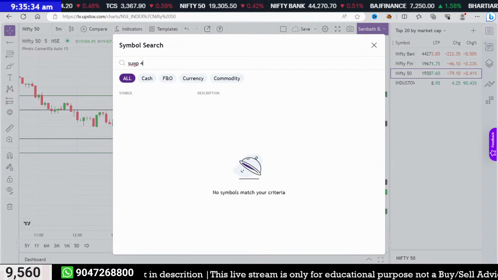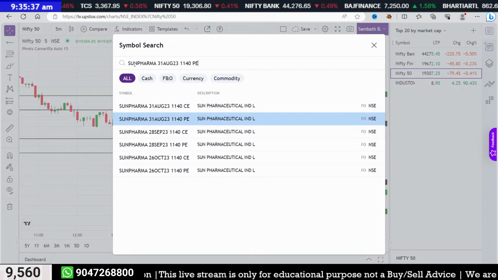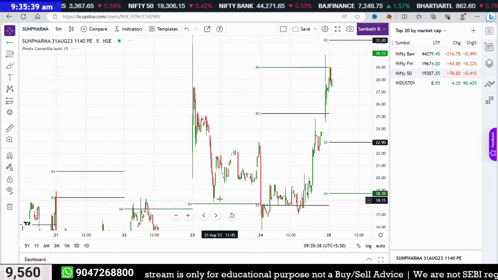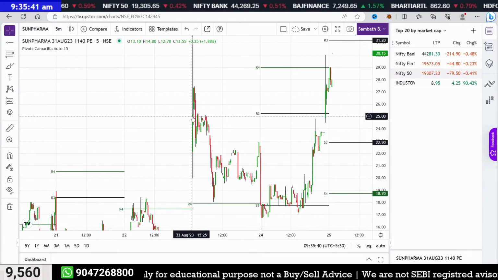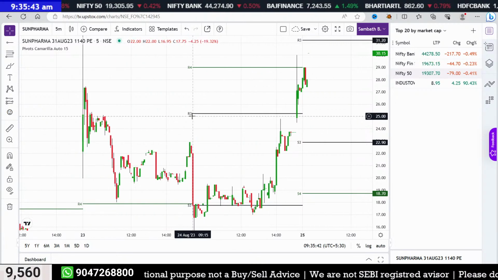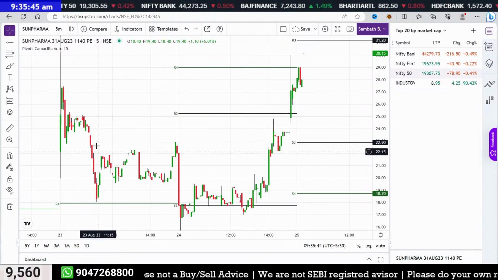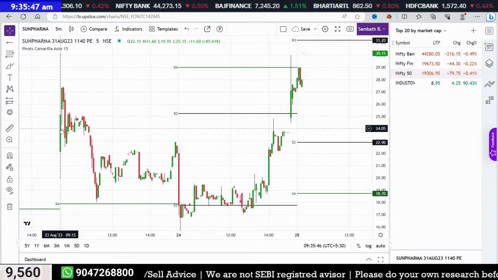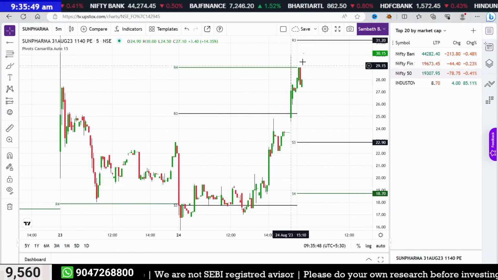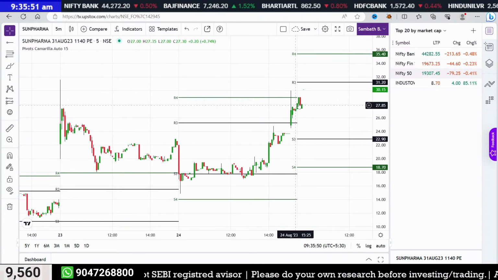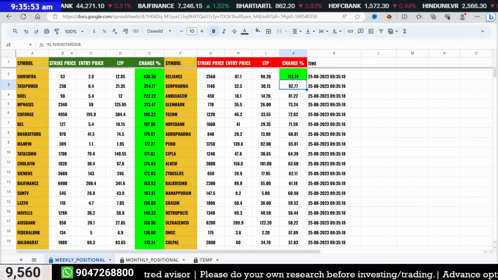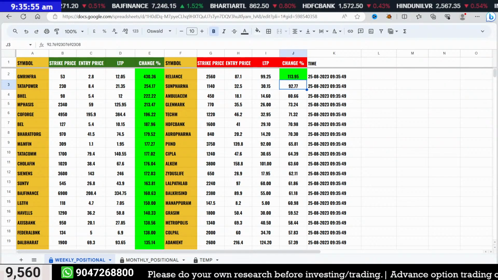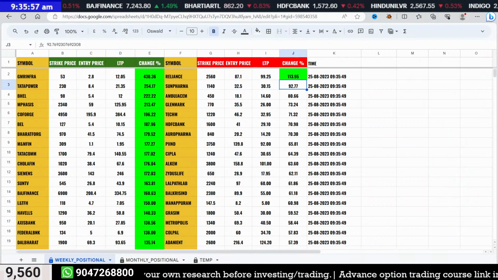Sun Pharma 1140 put side, and previously it is not a fresh breakout. Already the high which made around 31.6. Sorry, 14 is the high. Currently trading 30 and low liquidity, and our breakout point is around 32.5. We go for Sun Pharma put option.